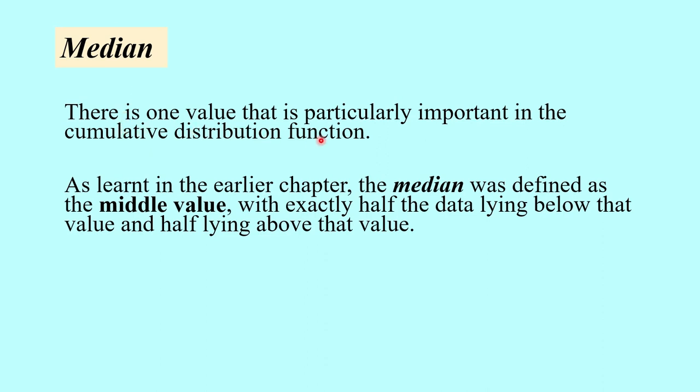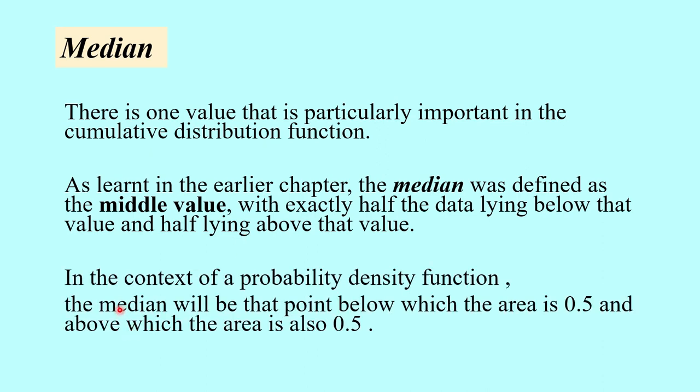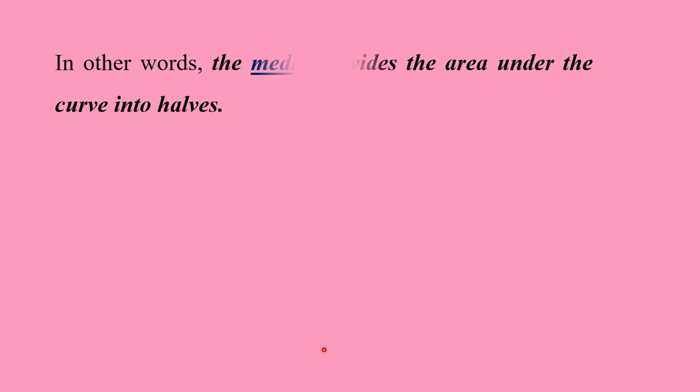There is one value that is particularly important in the cumulative distribution function. As learned earlier in the chapter, the median was defined as the middle value, with exactly half the data lying below that value and half lying above that value. In the context of the probability density function, the median will be that point below which the area is 0.5 and above which the area is also 0.5. In other words, the median divides the area under the curve into half.